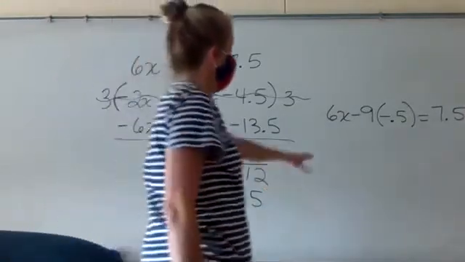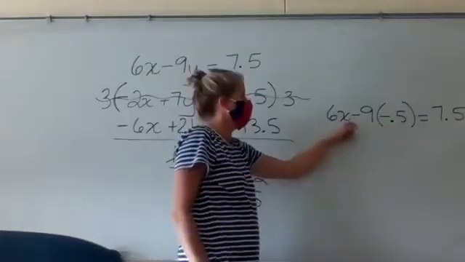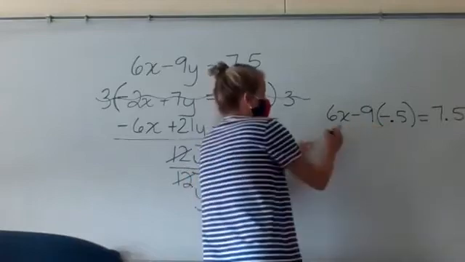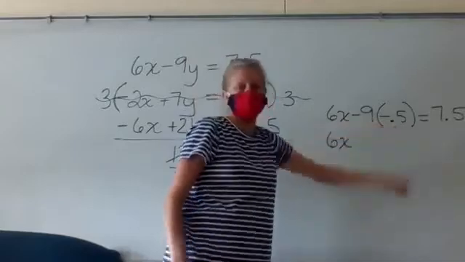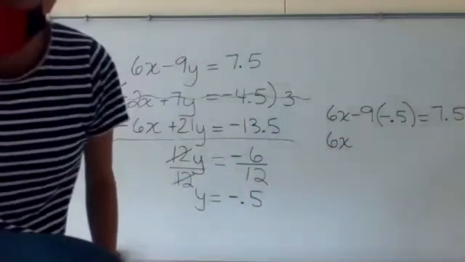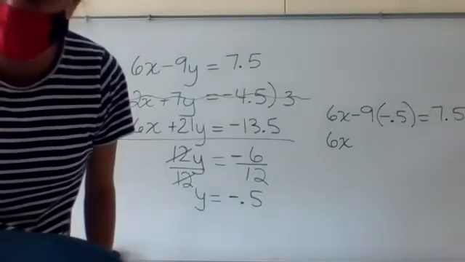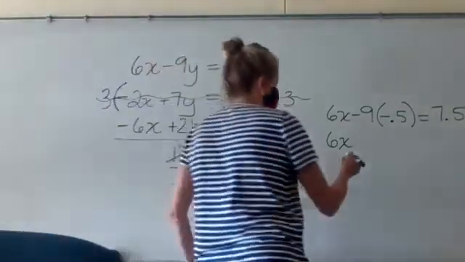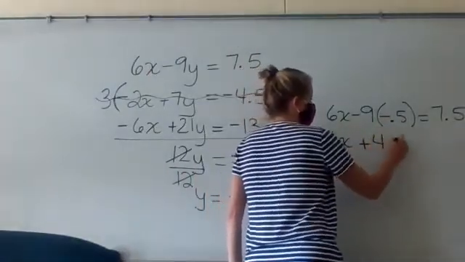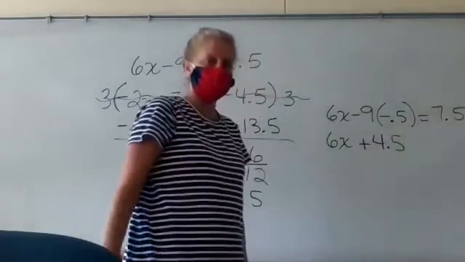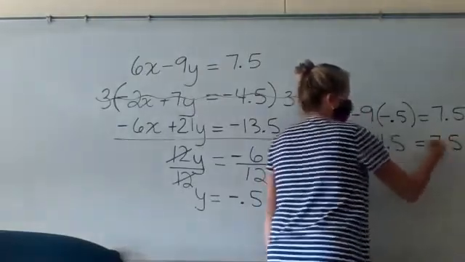So now, the only unknown variable in this equation is this x, which I'm now going to solve for. So I'm going to do this math right here. So I'm going to bring down the 6x. Negative 9 times negative 0.5. What does that give you? Negative 9 times negative 0.5 gives you positive, right? It turned positive since you had a negative times a negative, 4.5, equals 7.5.